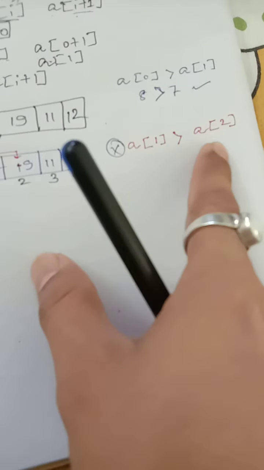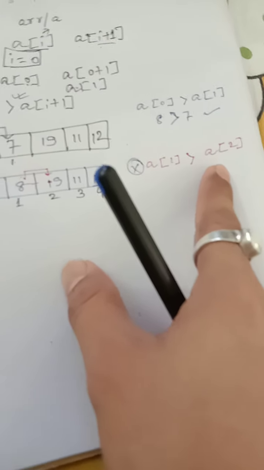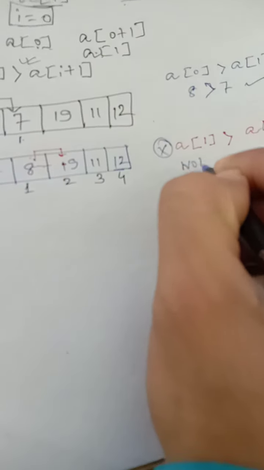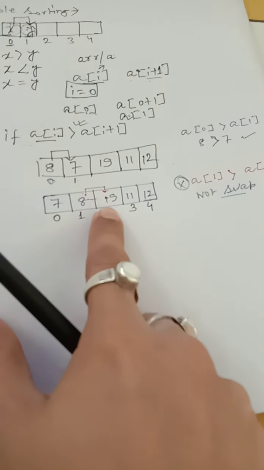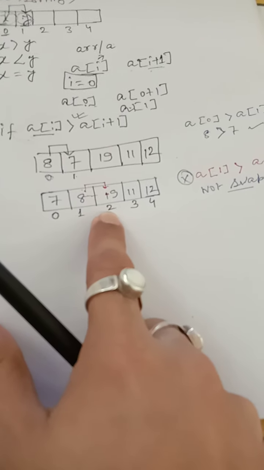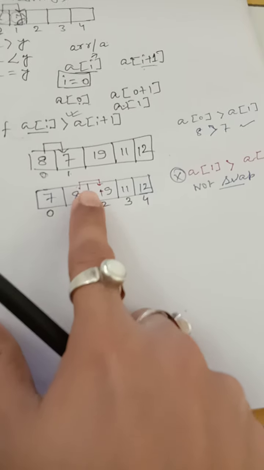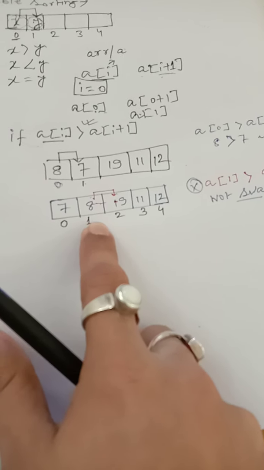So we will not be proceeding further. I mean to say, we will not swap the values. 19 will be kept in its relevant position, that is index value 2.